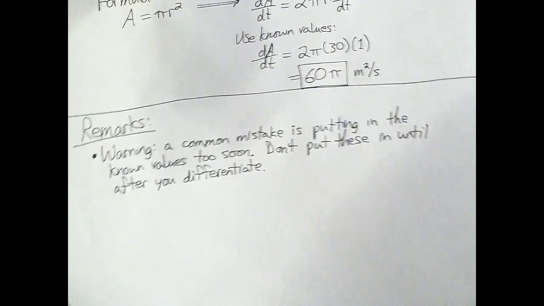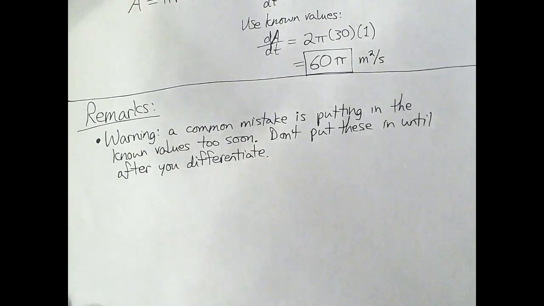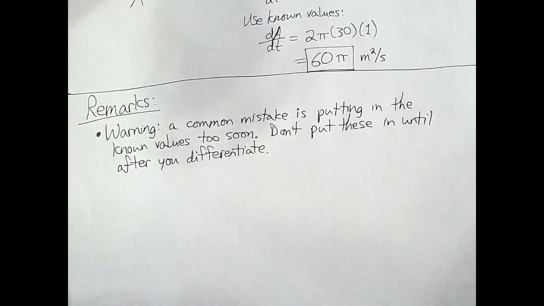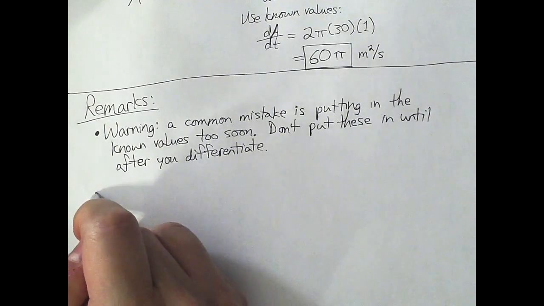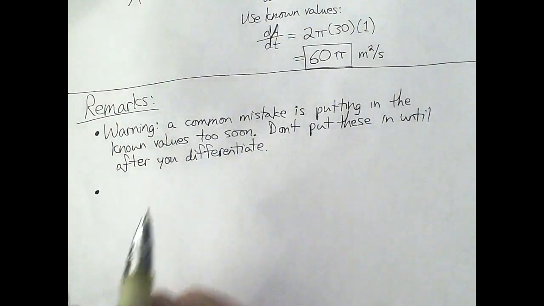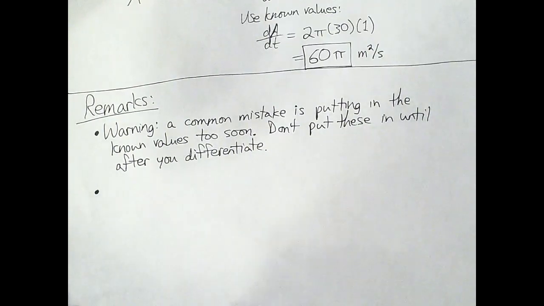In general, I would say that if you do a related rates problem and you get an answer of 0, I would go back and double check and triple check. I'm not saying that it's impossible to get an answer of 0, but it seems to me like it would be very rare or unlikely, and it might indicate that you did something wrong.